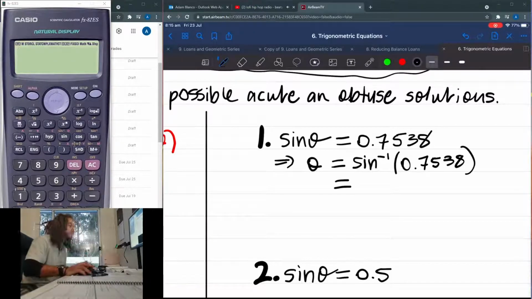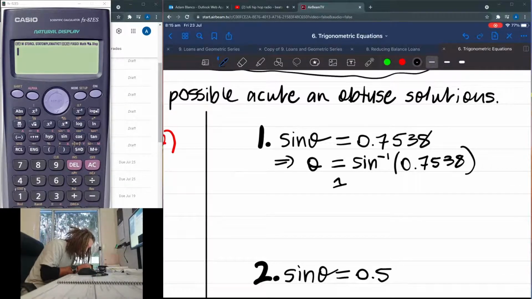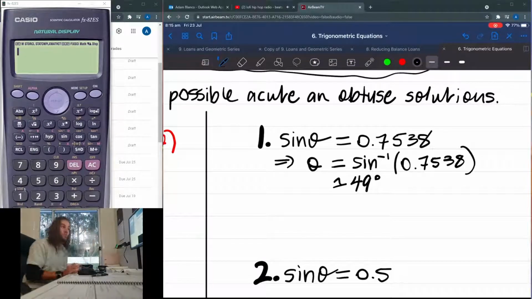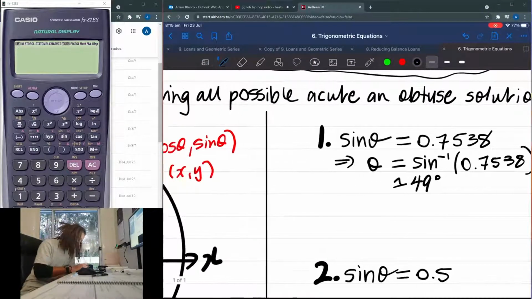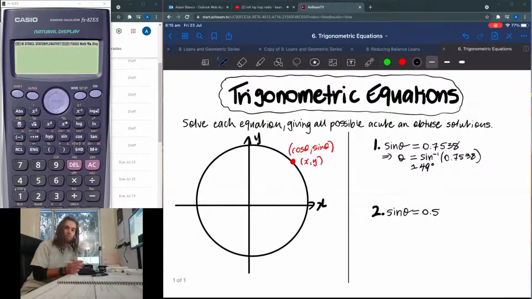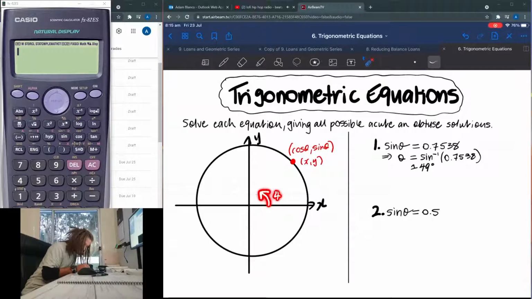That equals, off the top of my head, approximately 49 degrees. So what that's actually given us on our unit circle, but before you would have seen it as a triangle, is an angle going this way of 49 degrees. So let's call this green. It's given us this, where that's 49 degrees.